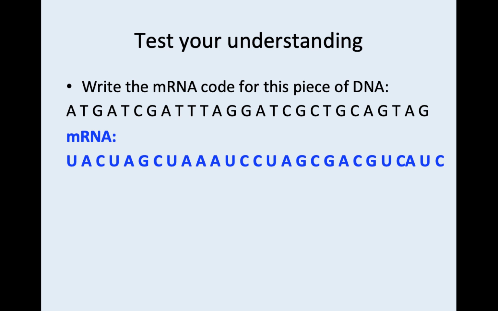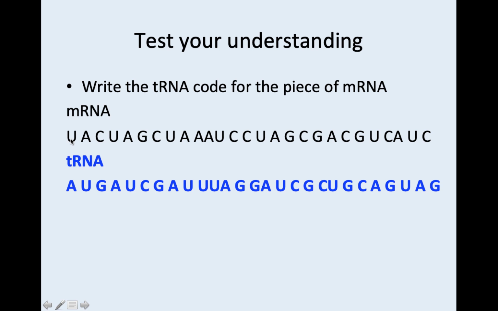All right, the transfer RNA from this piece of messenger RNA, well, again, we flip back. Whenever you've got a uracil, you're going to put adenine. Whenever you've got adenine, you're going to put uracil, not thymine, uracil. Whenever you've got cytosine, you're going to put guanine, etc., etc.